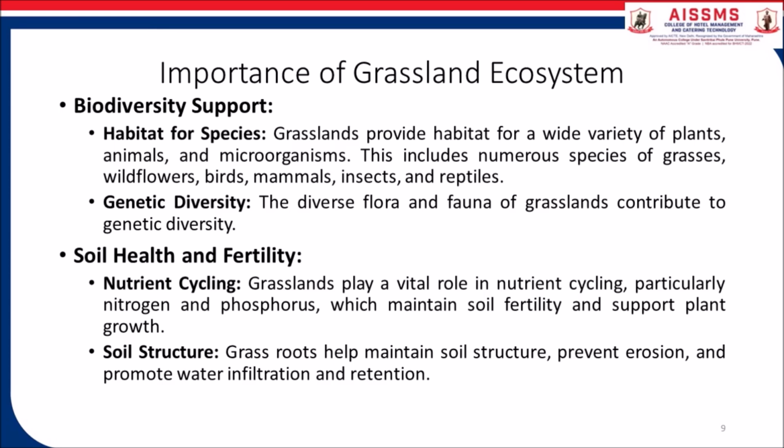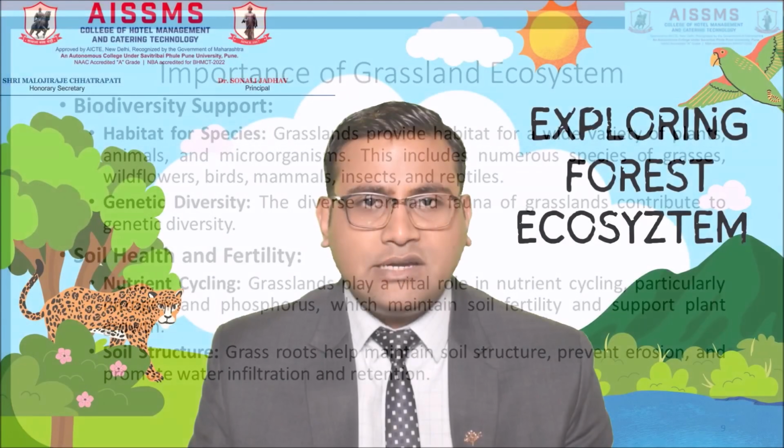Next point will be soil fertility and health. Nutrient cycling. Grassland plays a vital role in nutrient cycling, particularly nitrogen and phosphorus, which maintains soil fertility and supports plant growth as well. Soil structure: grass roots help maintain soil structure, prevent erosion, and promote water infiltration and retention.